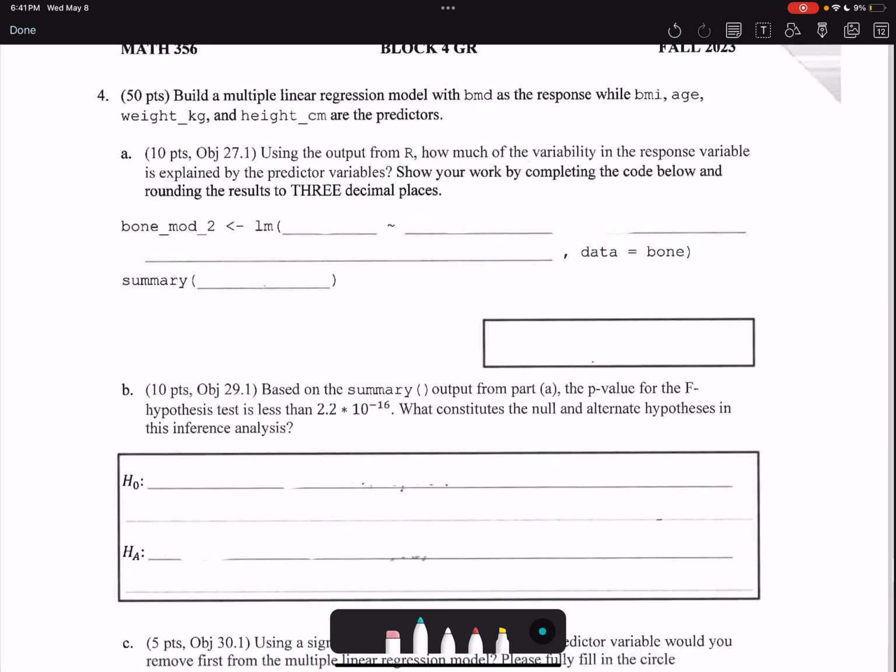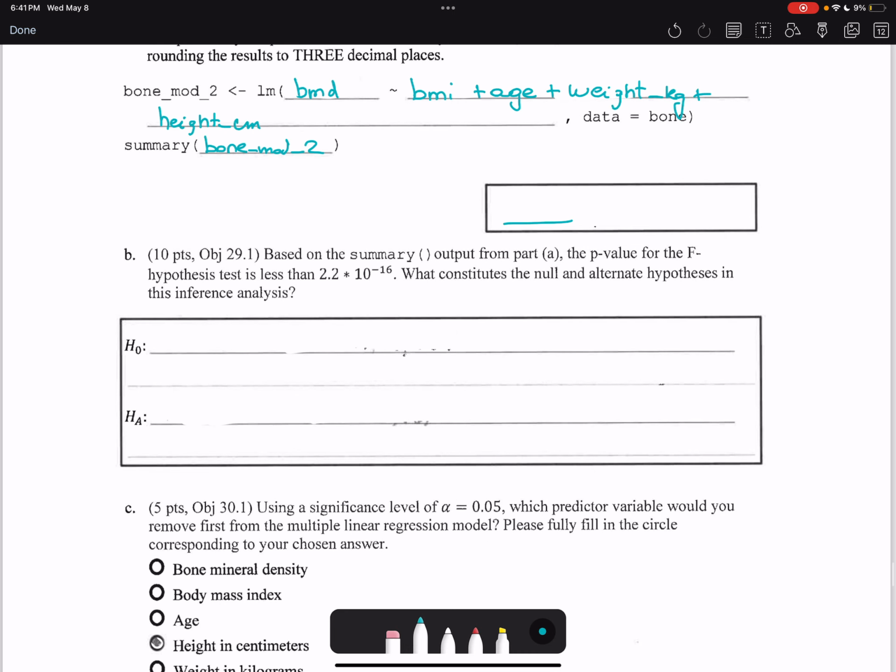Now, based on the summary output from part A, the p-value for the F hypothesis test is less than 10 to the negative 16. What are the null hypothesis and alternative hypothesis? So the null hypothesis is that all the coefficients B1, B2, how many do we have? 1, 2, 3. B3 are equal to 0. And here, the alternative is at least 1 is different.